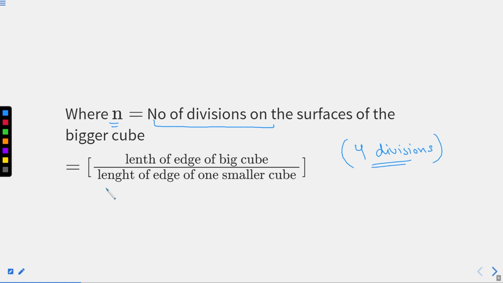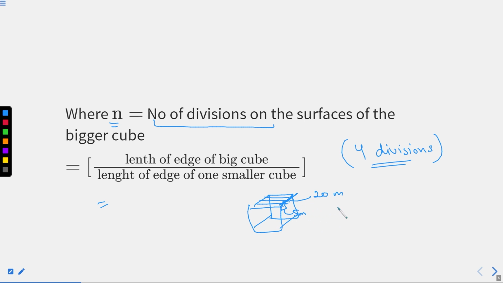So how can you find the division? I'll give an example again. If this is a bigger cube, and we made certain divisions on this, how many divisions are there? 4. Let's say this complete cube has a dimension of 20 meters, and the smaller cube that we are able to form has a dimension of 5 meters.